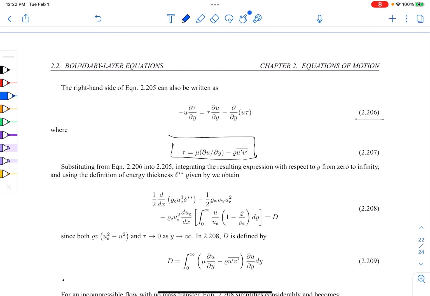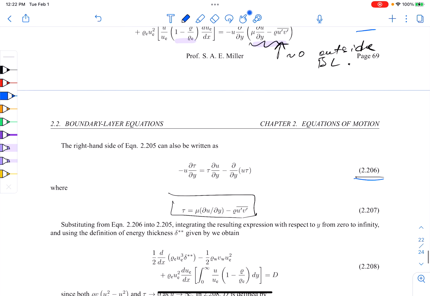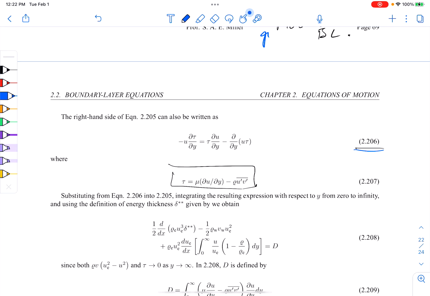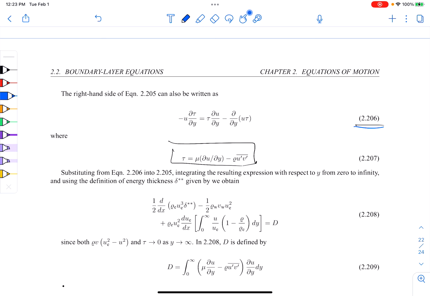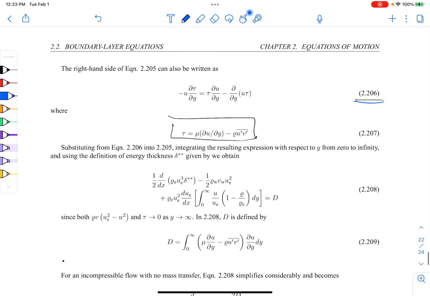And we'll substitute 2.206, this rewrite of negative u partial tau partial y, back into 2.205 up in here on the right-hand side term. And then we'll integrate in the y direction just like we did with the previous set of differential equations. And we will get this equation. And we'll introduce a new definition. This is the energy thickness.